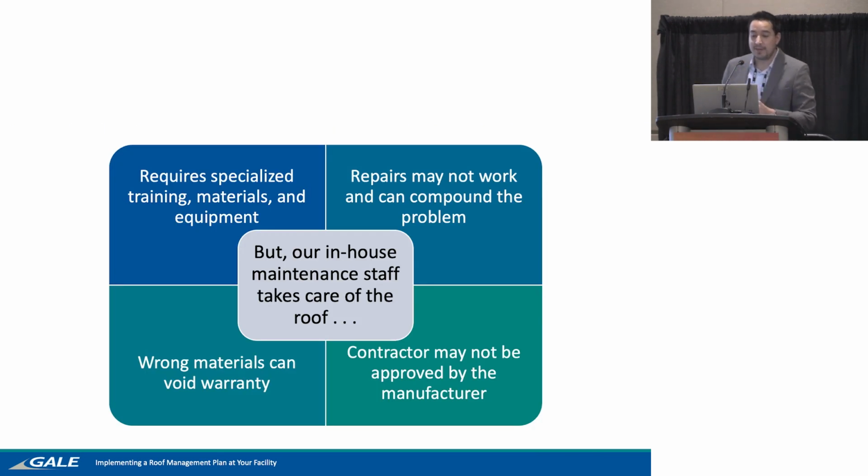Our in-house staff maintains the roof and takes care of the roof, as we saw. That requires special training, materials, and equipment, right? So a single-ply roof, you're going to need a hot welder, right? But your maintenance staff has leftover silicone. They're going to use that. Silicone works for everything, right?